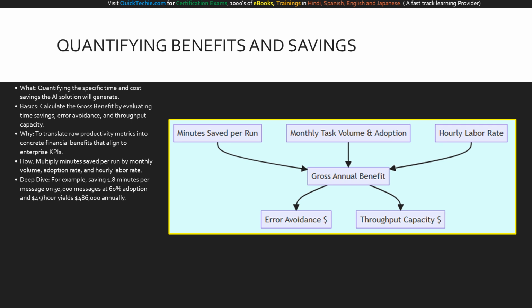But notice the two nodes extending below it, error avoidance and throughput capacity. This highlights that time saved is not the only financial win. If the AI reduces costly manual errors or allows the existing team to handle a 20% increase in work volume without hiring more staff, those values are added to the gross benefit. This visual reminds us that a comprehensive ROI captures both direct time recovery and indirect operational enhancements.